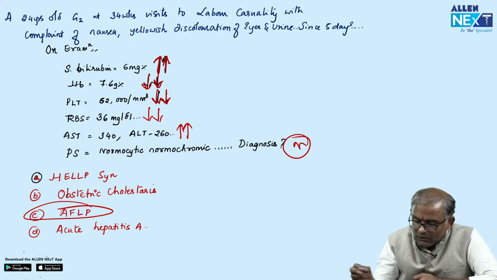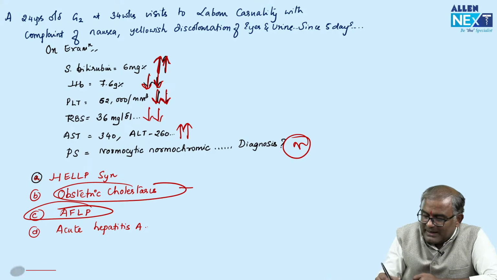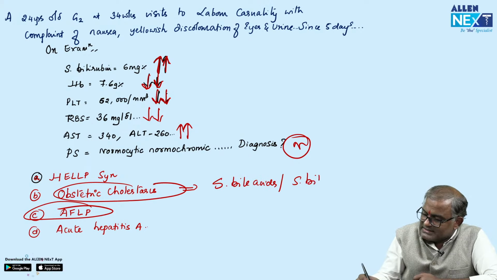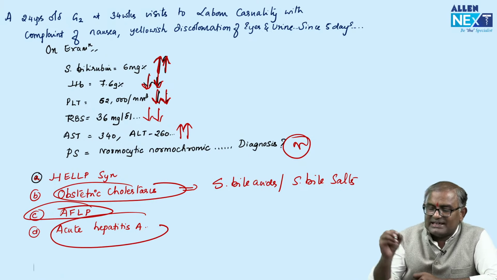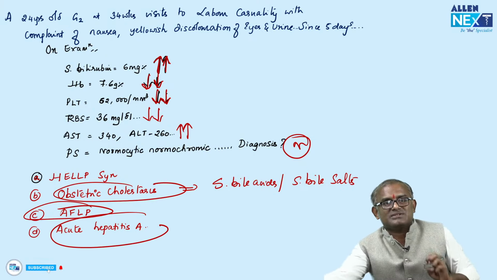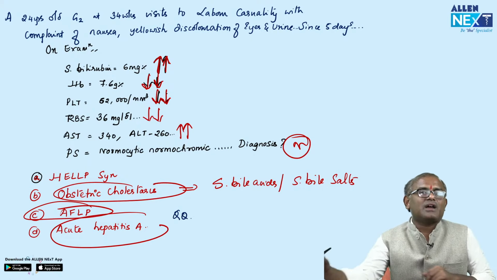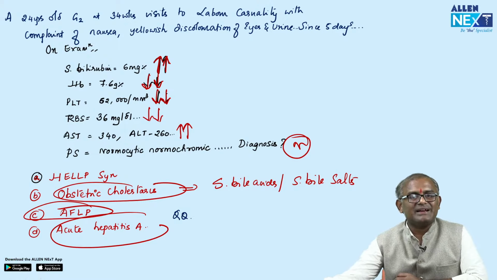And doctor, in obstetric cholestasis, they will mention serum bile acids or serum bile salts. In acute hepatitis, liver enzymes will be in the range of thousands. I think this question is clear.